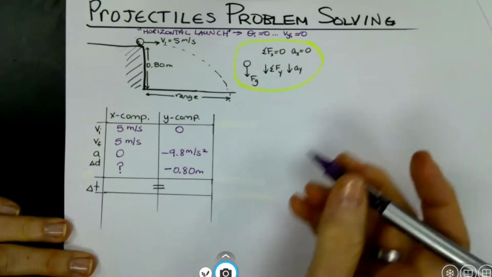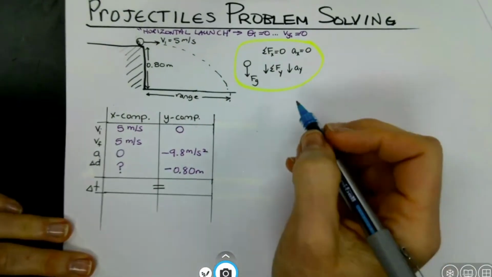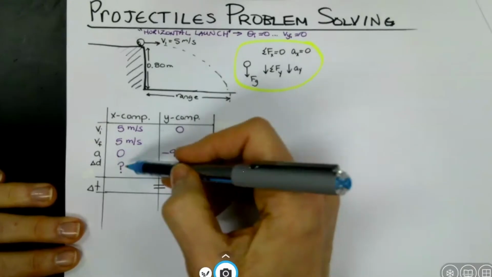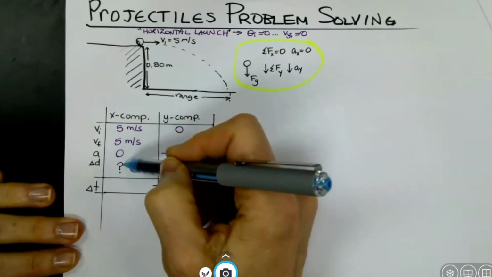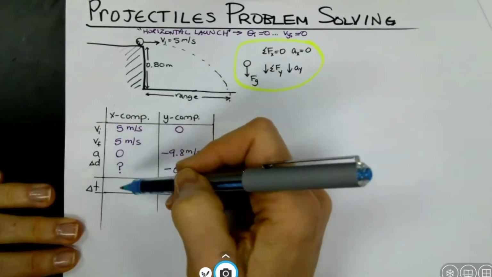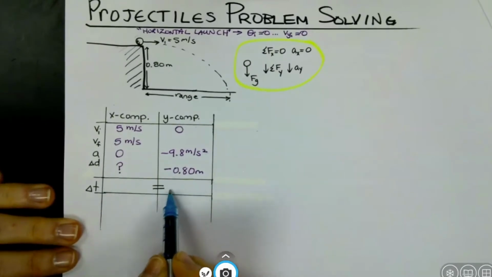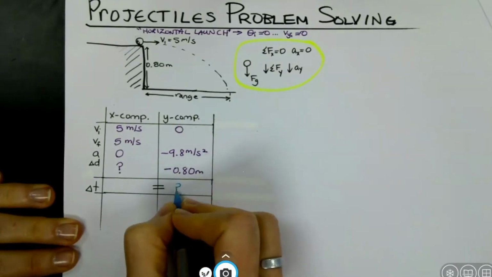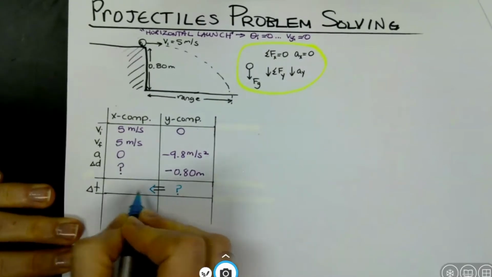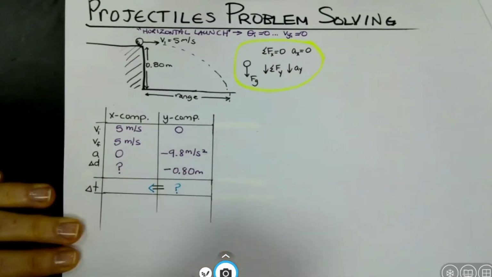And then what do I do with this given information? Well, I want to find this, but I can't do it until I know what time is. So I'm going to need to find time using my y. So I'm going to find this first. Once I do that, I'm going to put that here, and then I'll have enough information to solve.